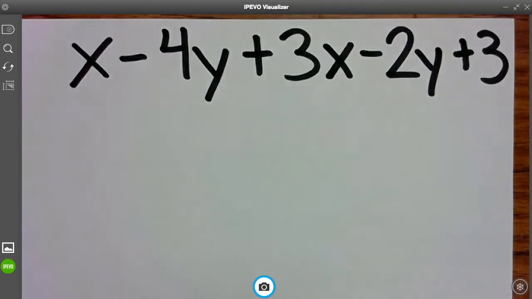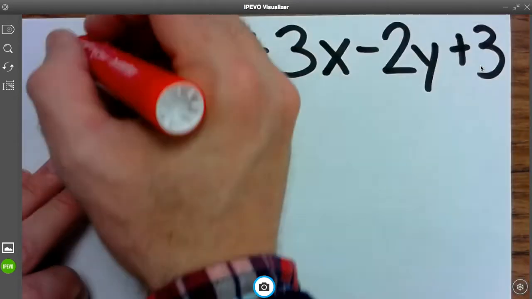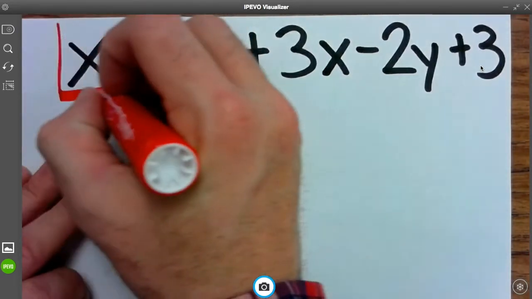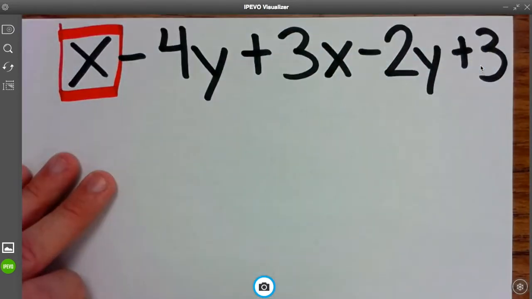So let's say that we have x minus 4y plus 3x minus 2y plus 3. All right, so the first thing I want to do is get together my like terms. So I have x here. All right, so I have one x. I'm going to do that in red.